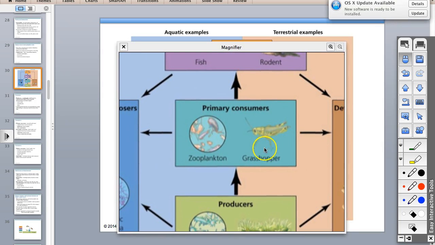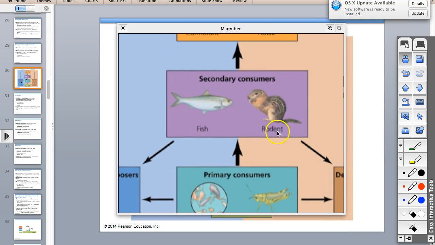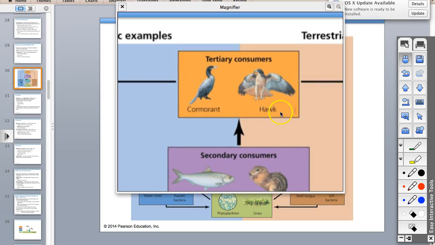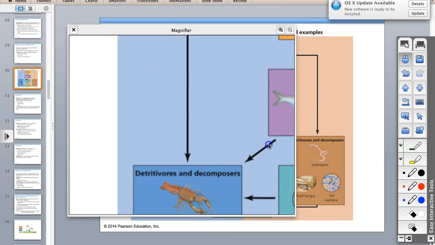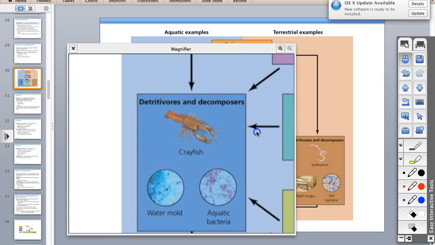Your primary consumers might be a grasshopper on land, might be zooplankton in the water. The secondary consumers might be a little rodent on land, might be a fish in water. And then your tertiary consumers might be a hawk on land, and maybe a cormorant in an aquatic ecosystem. And then you're also going to have your detritivores and decomposers in the water.